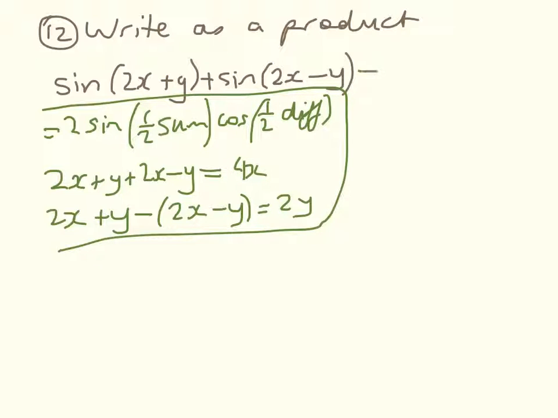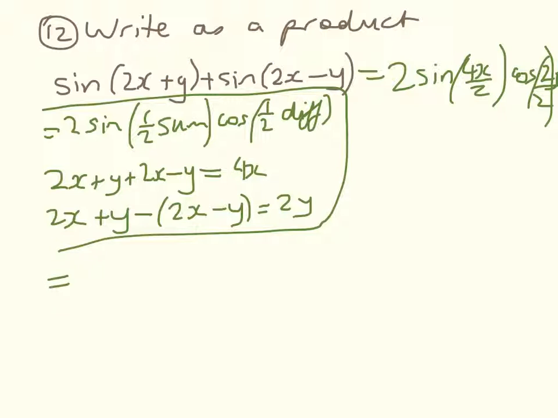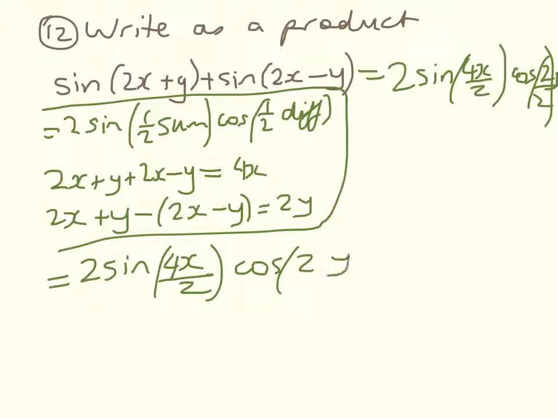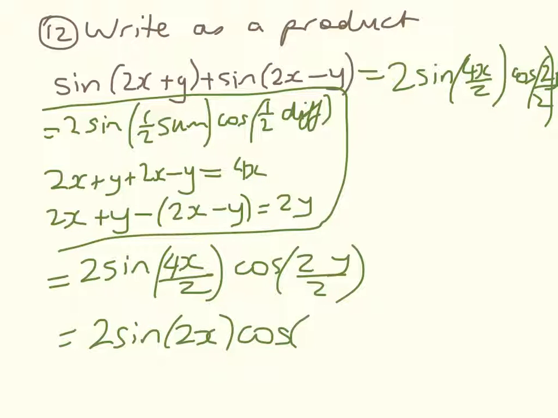Popping all that over there, we get this is equal to 2 times sine of 4x on 2, cos 2y on 2. That is shockingly messy. Let me do that down here. 2 sine 4x on 2 cosine 2y on 2, which simplifies to give me 2 sine of 2x cosine of y. So that one should have felt quite easy.